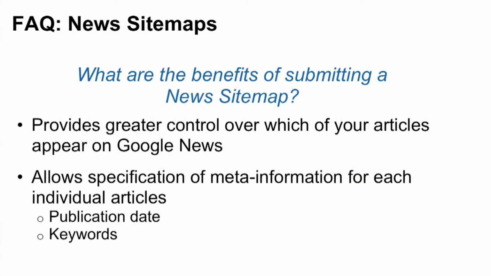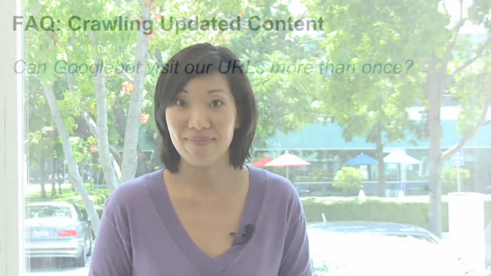Second, news sitemaps are great because they help you give us meta information about your articles. So rather than rely on our extractor, you can give us the publication date. And rather than rely on just our extractor to determine the categories for your article, you can give us good hints by using the keywords field. So all in all, we think news sitemaps provide a large benefit to publishers.